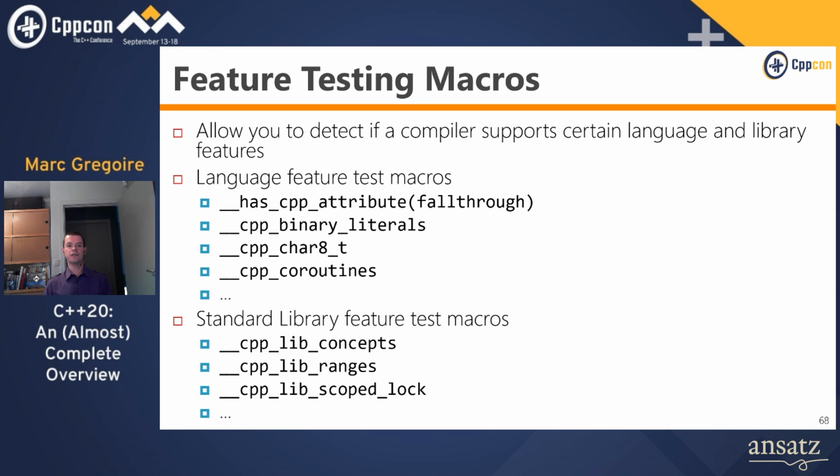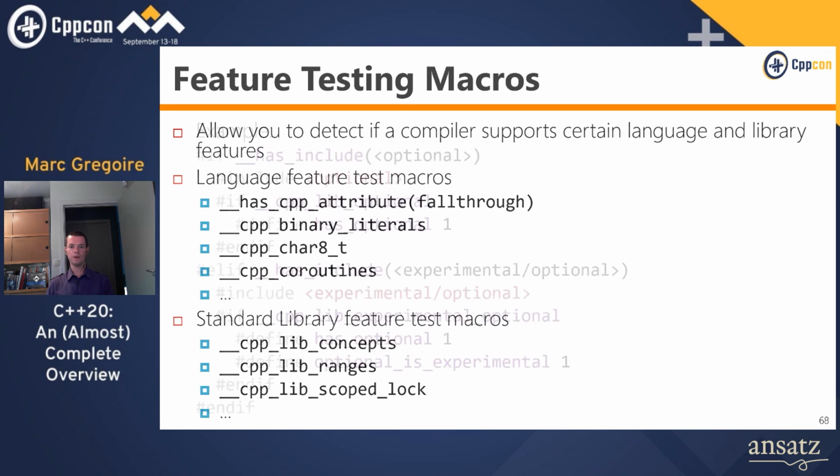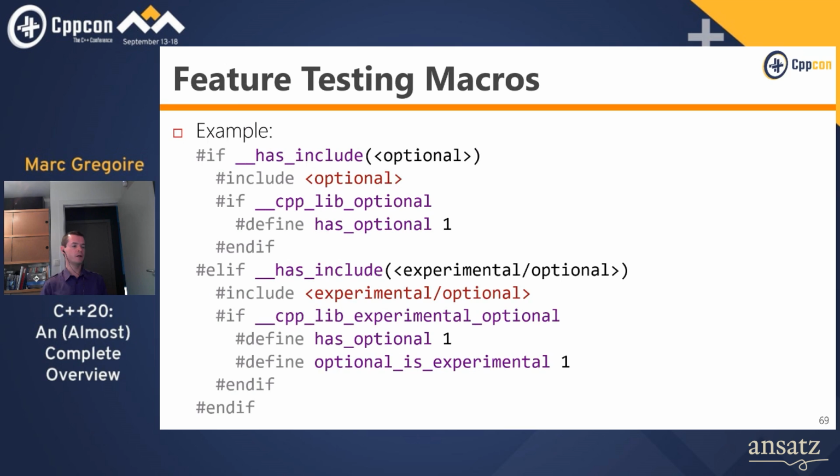And similarly, you can check standard library features. You can check if your implementation of the standard library that you're using supports concepts, ranges, scoped_lock, and so on. There are quite a lot, dozens and dozens of feature testing macros that you can use. Let's have a look at a simple example here.